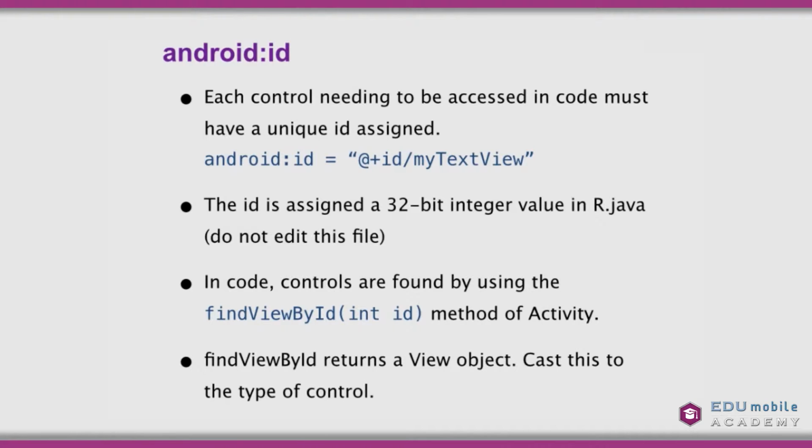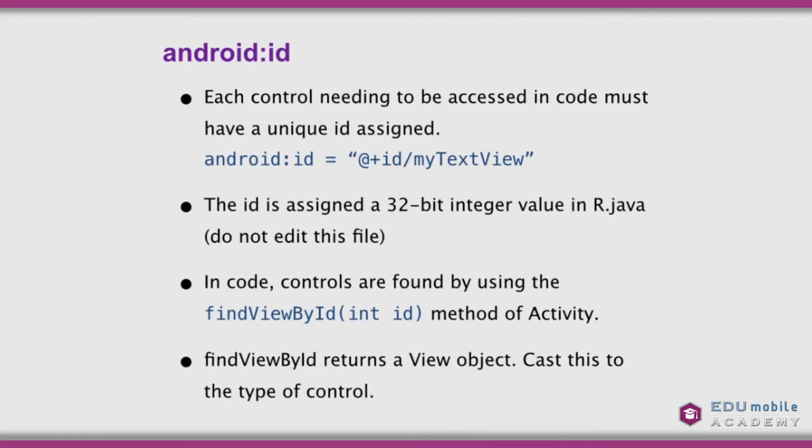So here in the first bullet point, I have an example of setting an Android ID in the layout XML. And we use the @ plus. @ plus means create a new ID. And then here we've called it my text view. In code, we find these controls by using the findViewById, and then we pass it the ID.